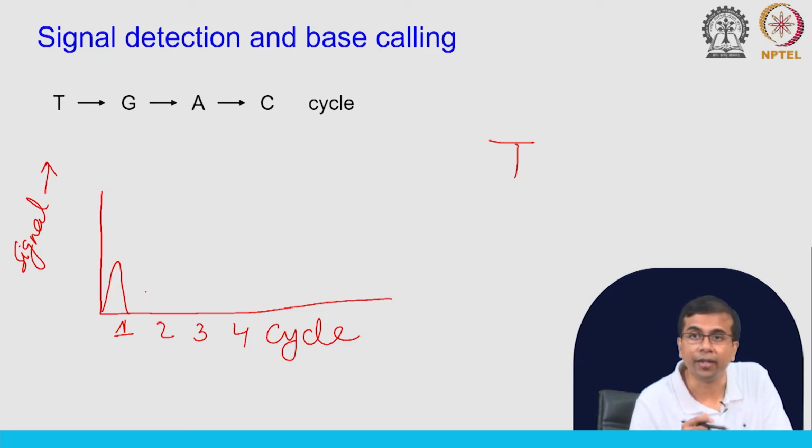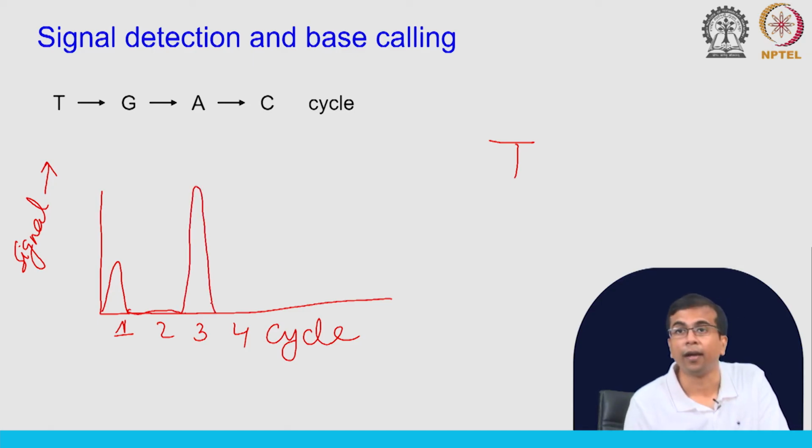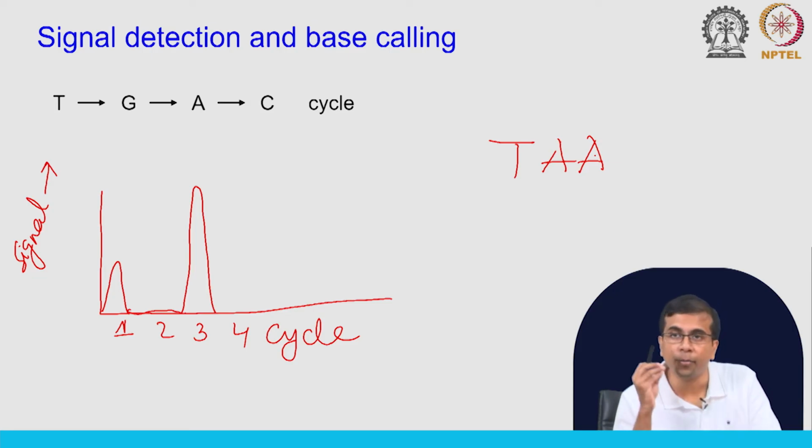Next we wash away T, we give G. Is there any signal? No, there is no signal. So, there is no G base here after T. Next is A, is there any signal? Yeah, there is quite a bit of signal, and this signal probably comes from 2 A's.